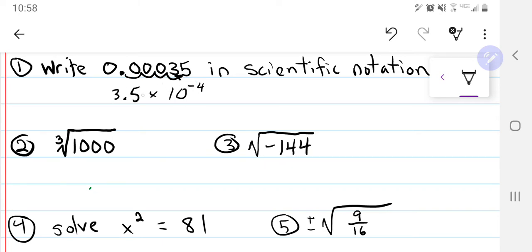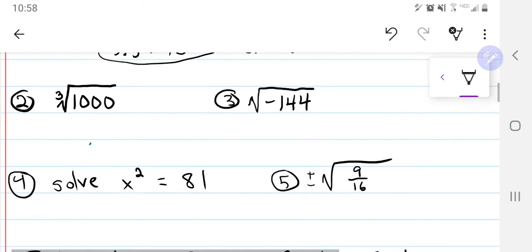Well, if we want this value to be equal to 0.00035, then do we want to just multiply 3.5 by a bunch of 10s, times 10 times 10 times 10? Or do we want to multiply it by 1/10 times 1/10 times 1/10 times 1/10? Hopefully you said times 1/10, because that would make the number smaller each time you multiply by 1/10. It makes it smaller by 1 place value, right? So that would be the correct answer right there.